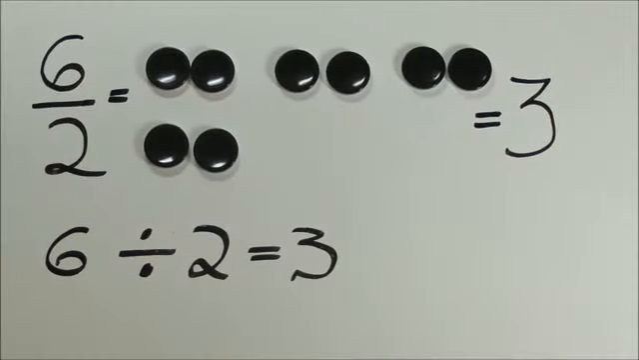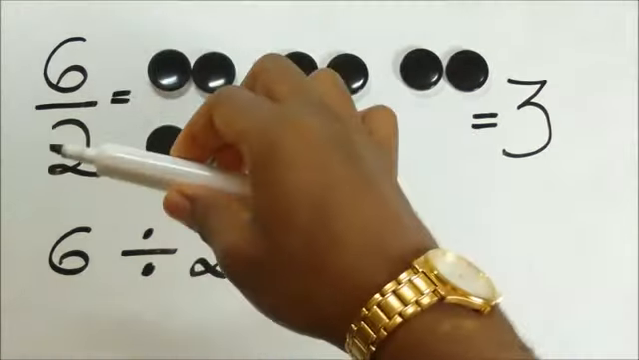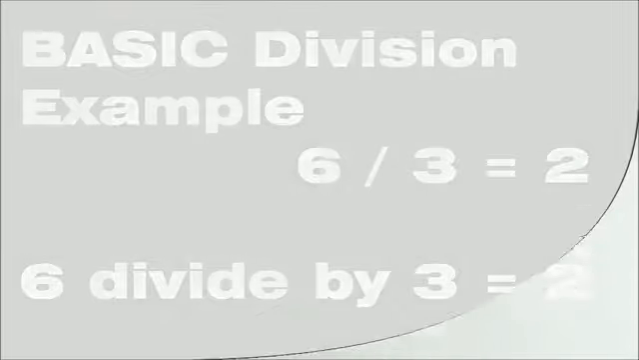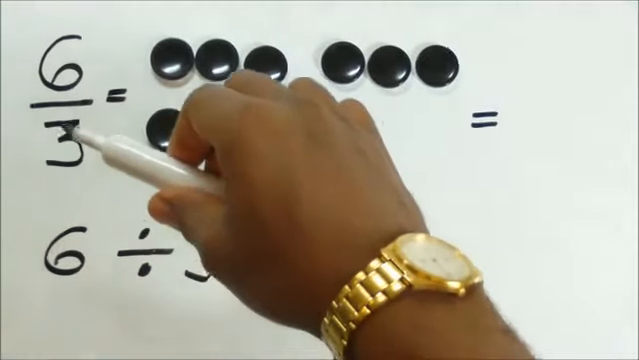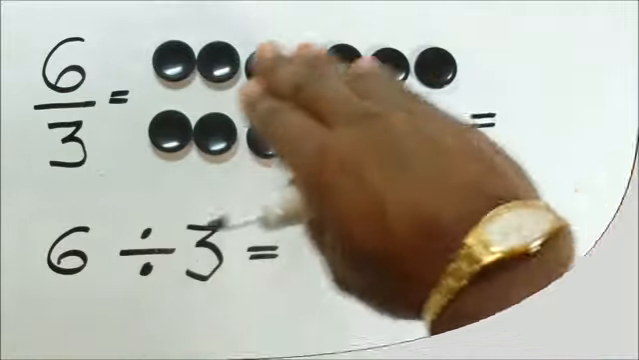Here's an example of a basic division. What we're saying is how many times does a 2 fit inside the 6, and here's a representation here. What we're saying is how many times does the 3 fit inside the 6. Here's a representation here.